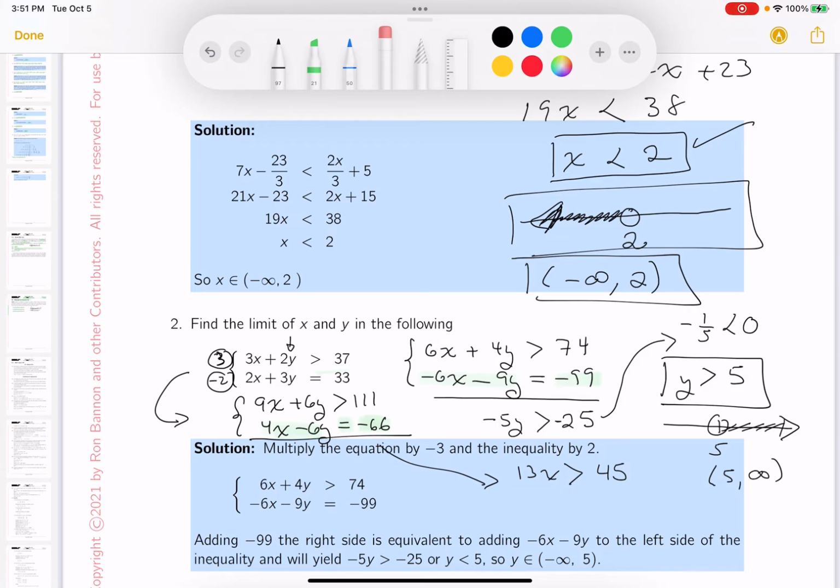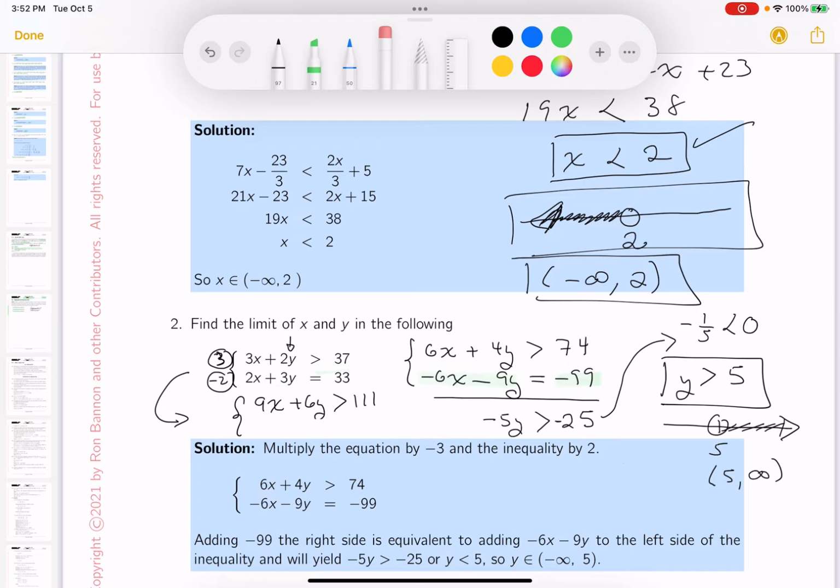3 times 3x is 9x. 3 times 2y is 6y. 3 times 37 is, let's see, 90 and 21, 111. Minus 4. Oh, I see it now. I see it. I made a mistake. And someone says, how could you know you made a mistake? I just didn't like the number. Maybe I didn't make a mistake. I didn't like the number. Let me write this as a mistake.